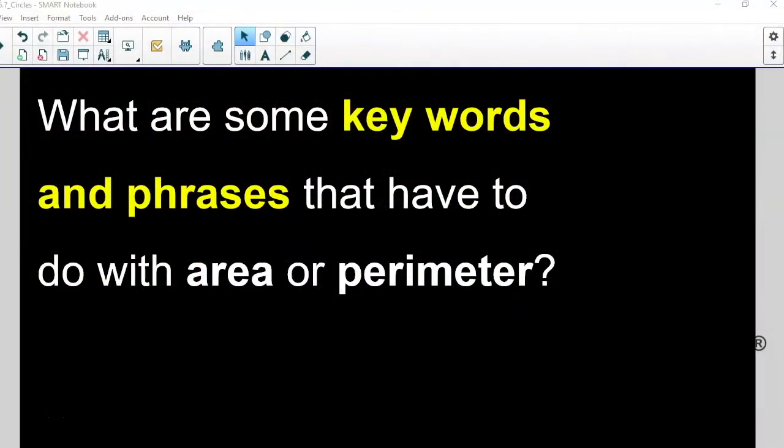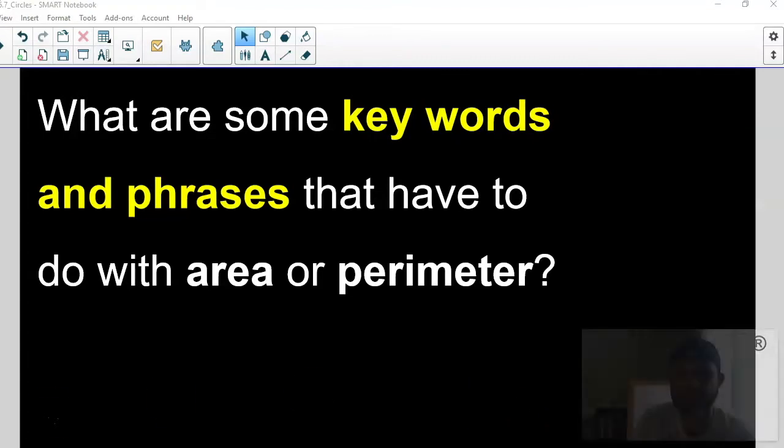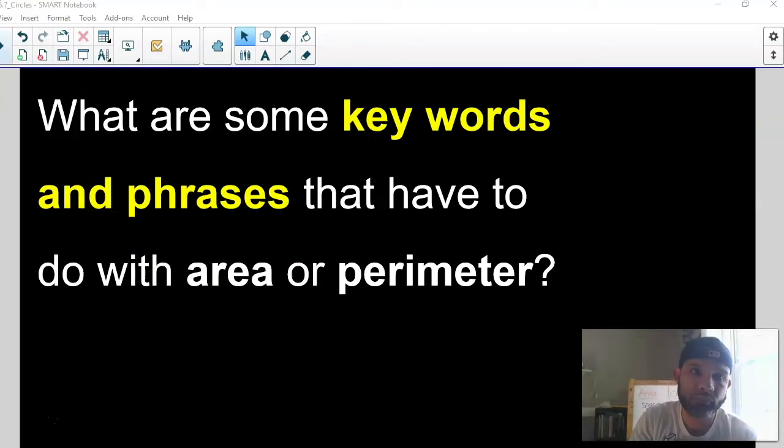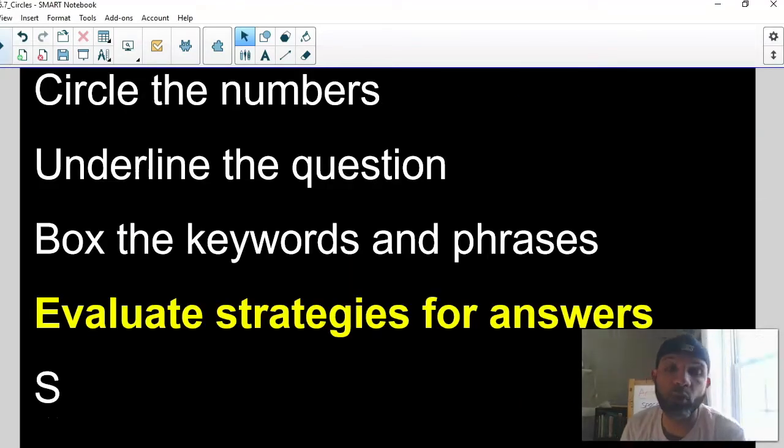How do we go about using these keywords to guide our steps in answering the question? So let's look at some other examples. In our CUBES here, the E stands for evaluate, strategies for answers. After you get the box of keywords, you're going to say, all right, now how do I do that? What do I actually have to do in order to use the area formula or the circumference formula accurately?